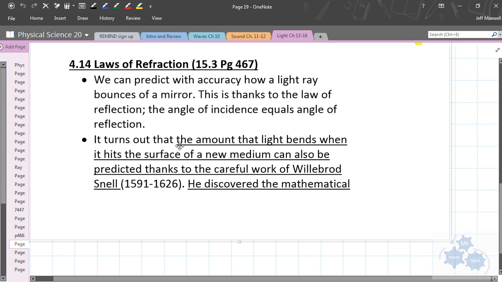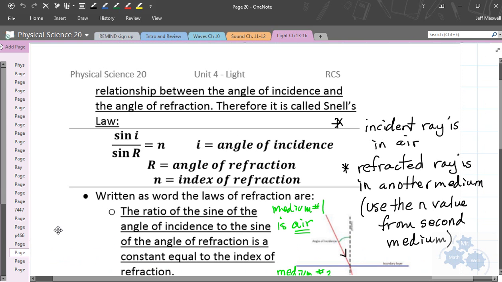It turns out that the amount that light bends when it hits the surface of a new medium can also be predicted, thanks to the careful work of someone named Willebrord Snell. I wish you were named Willebrord Snell. He lived in the 1600s, and he discovered a mathematical relationship that exists between the angle of incidence and the angle of refraction. So we call it Snell's law, and this is Snell's law right here.